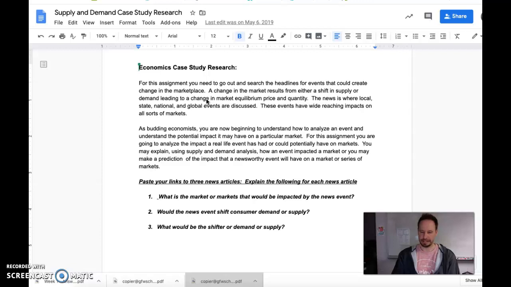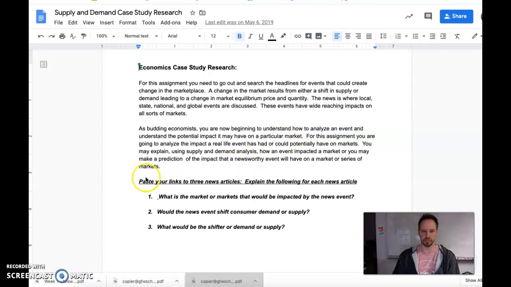So we're going to actually try to apply what we understand about these shifts of demand and shifts of supply and see if we can go out and find them in the real world. And now, as budding economists, we can start to understand how to either analyze an event and make predictions or explain changes in particular markets. So for this assignment, you are going to actually analyze real life events and the potential they could have on markets.